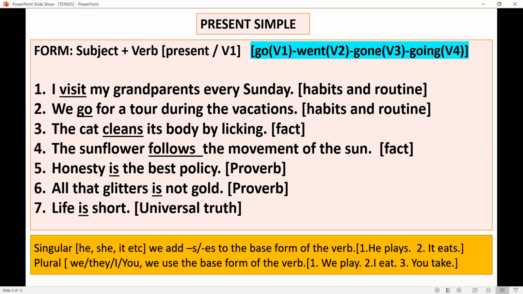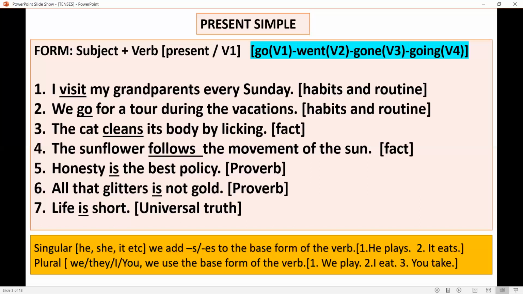Look at the first and second example. I visit my grandparents every Sunday. So it is my habit to visit my grandparents every Sunday, so we use simple present tense here. I visit. With I, you, and all the plural forms, we use the plain form of the verb. Understand it, that is, we don't add s or es with that. If it is she visits, we add s to it because she is singular.